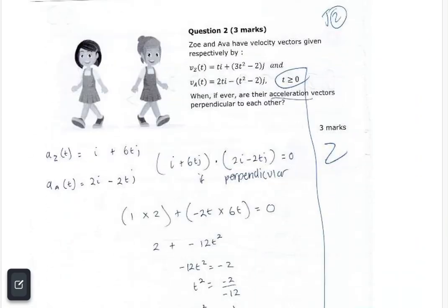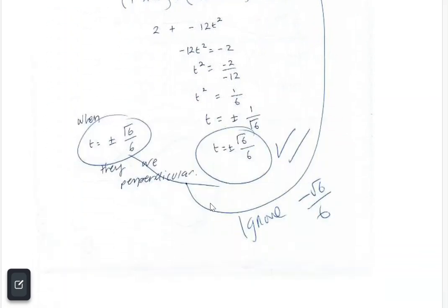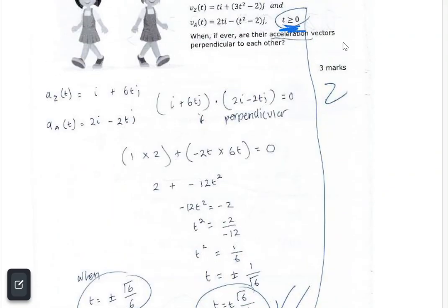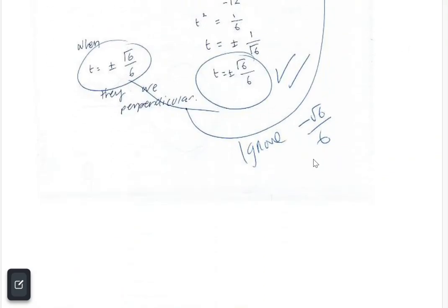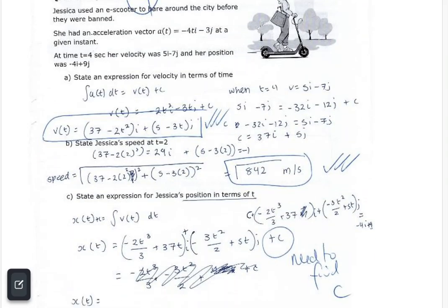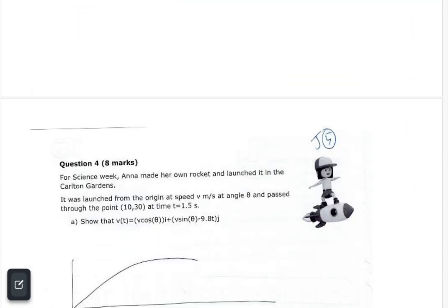Okay, question number 2 was 2. You gave me 2 answers, but you were told in the question that t is positive or 0. So therefore, I'm only looking for the positive. So that was well done. Question number 3, you got 4 correct. You got up to here, but the numbers became a bit awful. You just needed to find C. So you made no mistakes in what you were doing in this question.